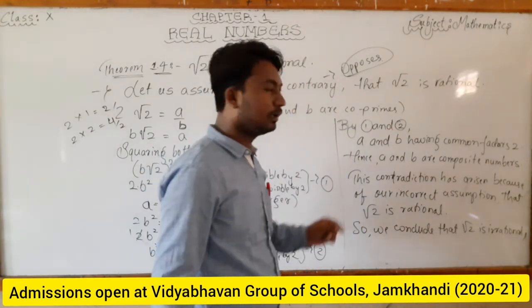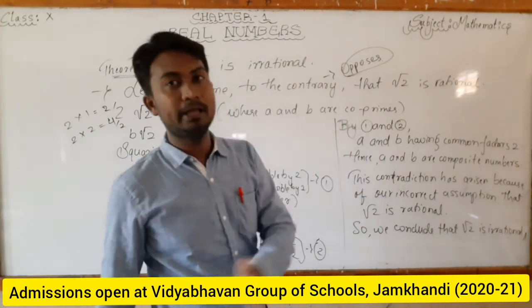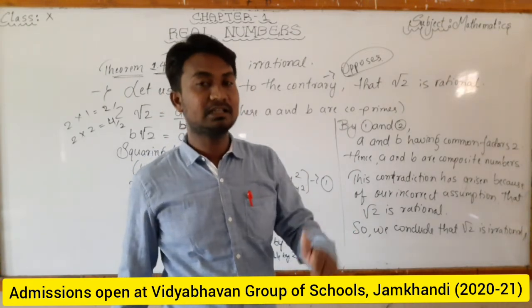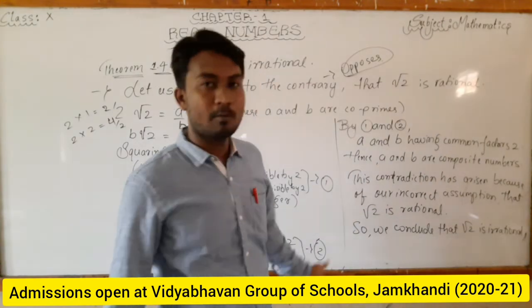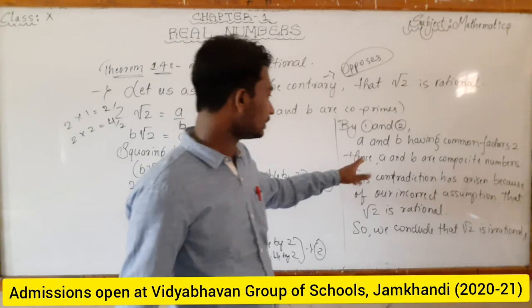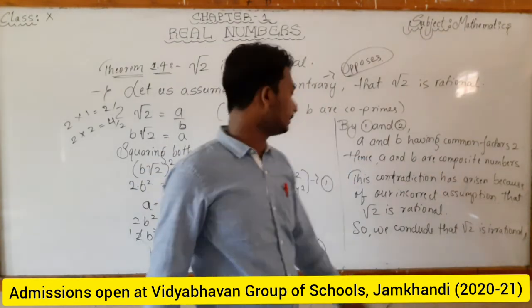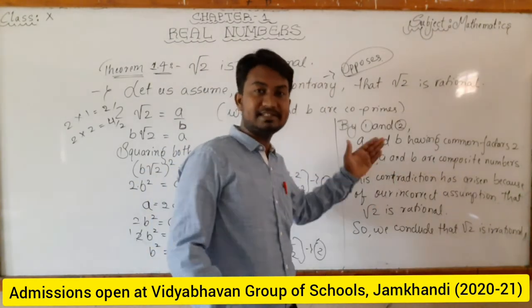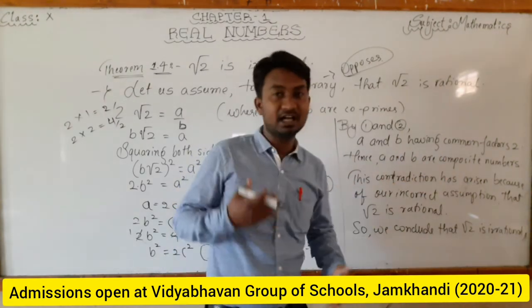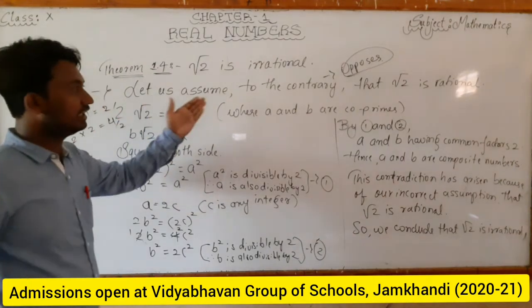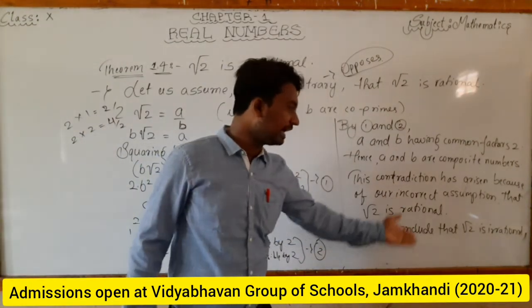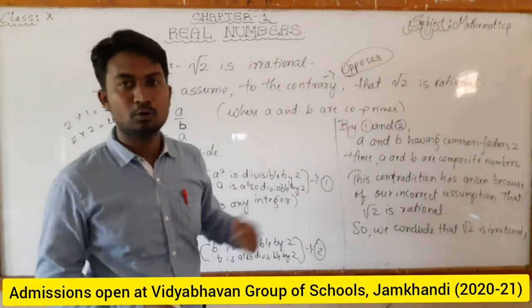I have told you before, numbers having common factors other than 1, we call composite numbers, and which have the common factor 1, that is a prime number. Hence a and b are composite numbers. This contradiction, meaning this opposition, has arisen because of our incorrect assumption. We have incorrectly assumed that root 2 is rational. So we conclude that root 2 is irrational.